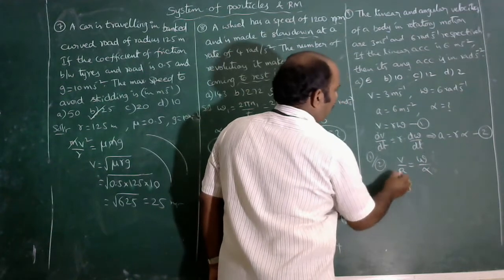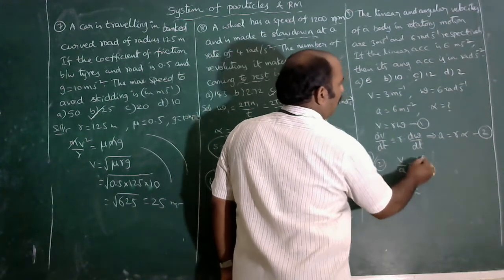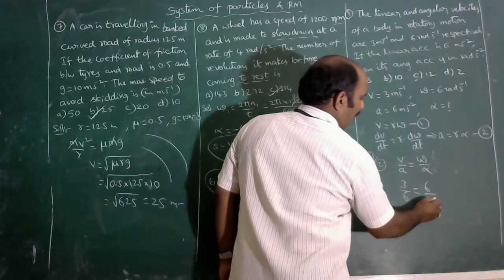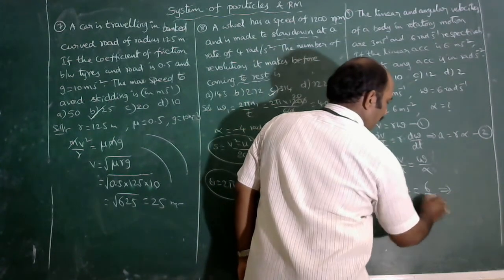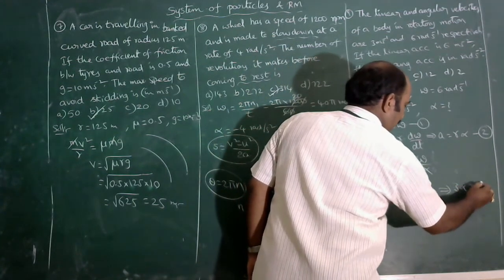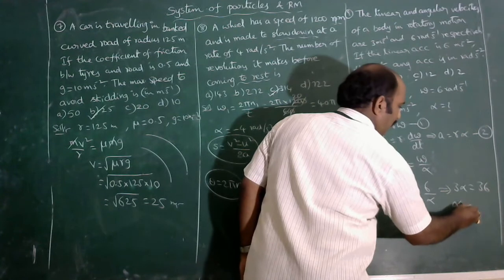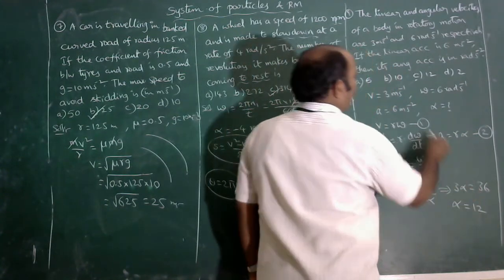3 by 6 is equal to 6 by alpha. Now we get 3 alpha is equal to 36. Alpha is equal to 12 radian per second square. Option C is correct.